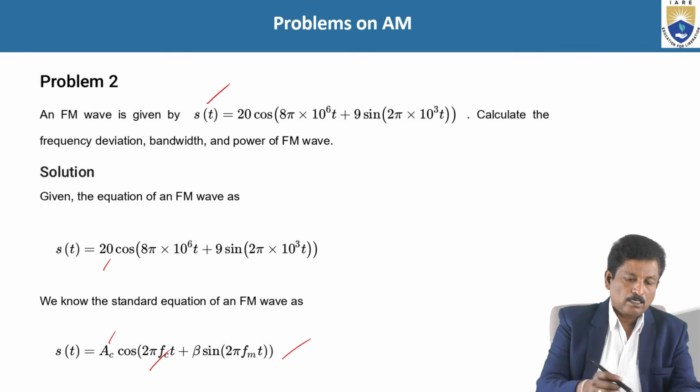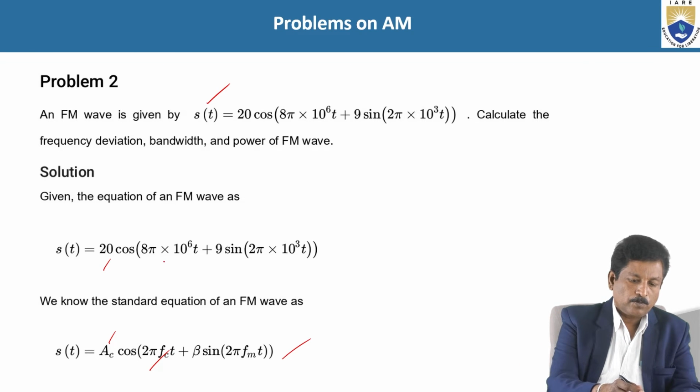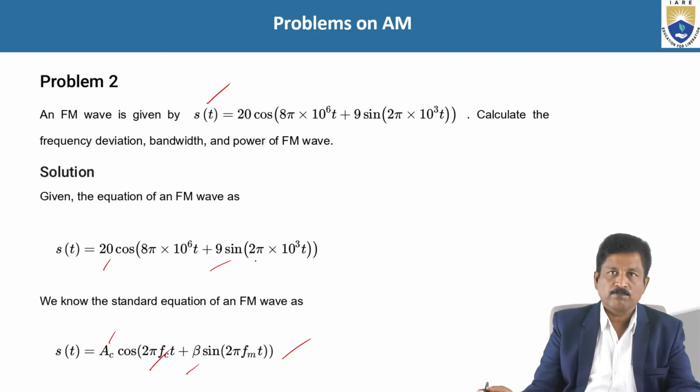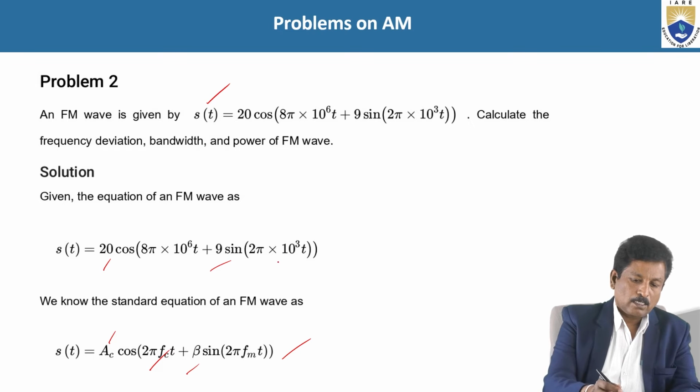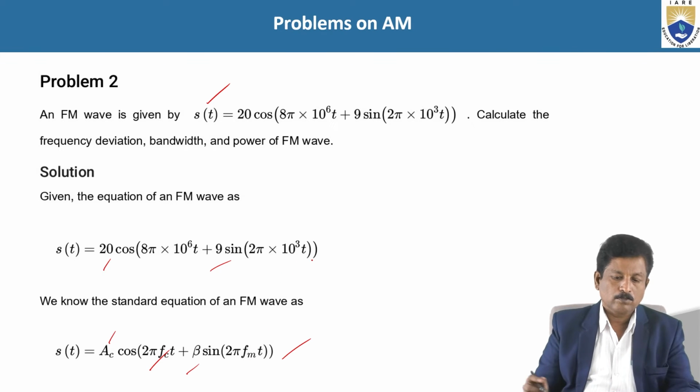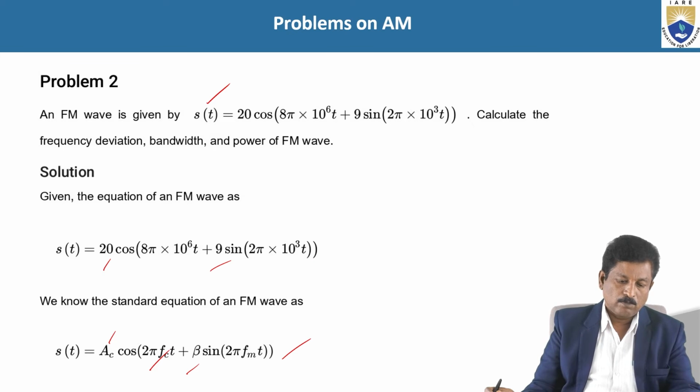Coming to the carrier frequency, 2 pi FC equals 8 pi into 10 power 6, so you get 4 into 10 power 6 as our FC value. For the modulating signal, beta value is equal to 9. It is wideband frequency modulation, because the beta value is greater than 1. Then comparing FM, it will be equal to 10 cube, so 1 kilohertz is the FM value.